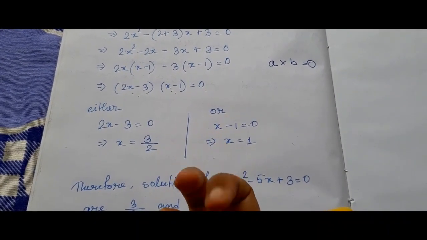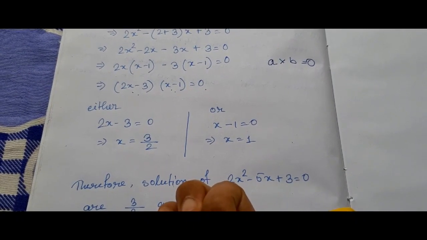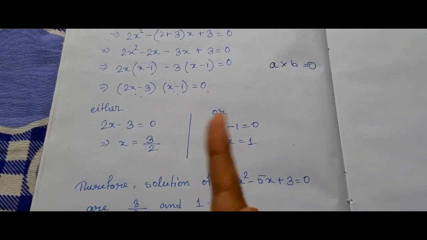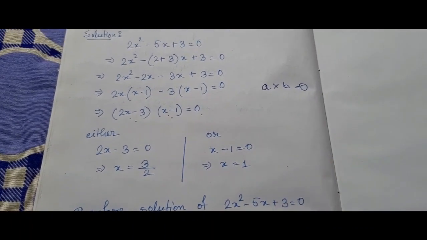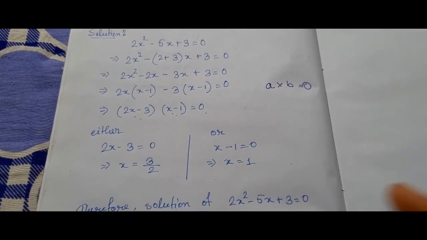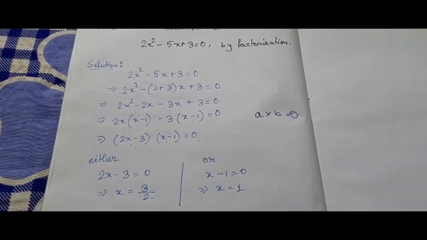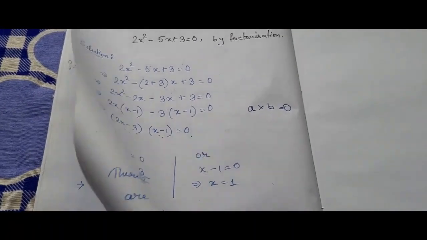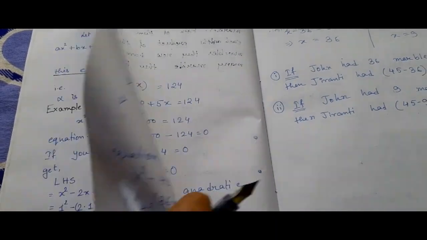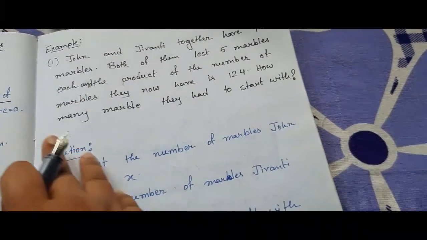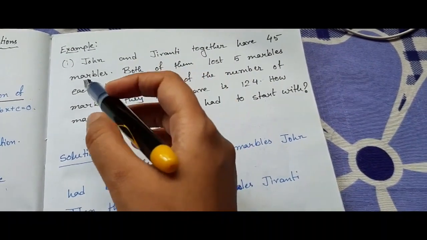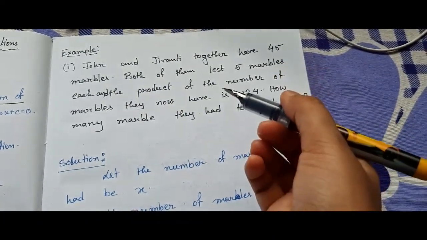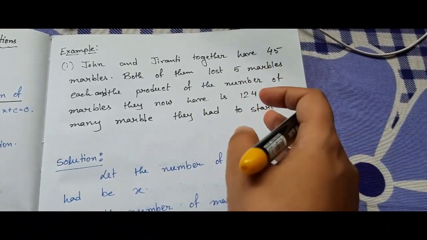Okay, and if it is an equation of degree n, then it will have n zeros, or n solutions. So in this way you can solve a quadratic equation by using the factorization method. Now we will check a problem. What is the problem? Here a question is given. First of all, you have to form a quadratic equation and then you have to solve it.